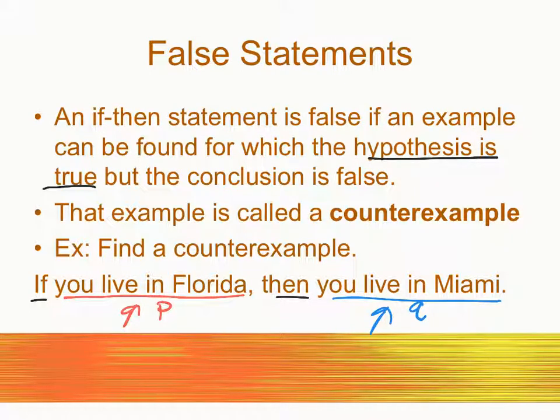I live in Fort Lauderdale. Okay, so if you live in Florida, then you live in Miami, that's not true because she lives in Fort Lauderdale, and that is in Florida, but she does not live in Miami. That is a counterexample. She met the conditions of the first one, but she didn't meet the conditions of the second one, which means this is not a true statement. It's a false statement. So we identified it as false, and we provided a counterexample.